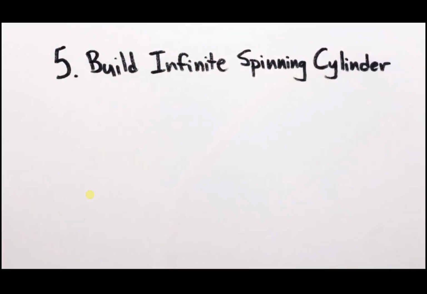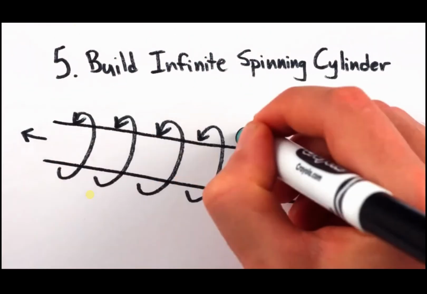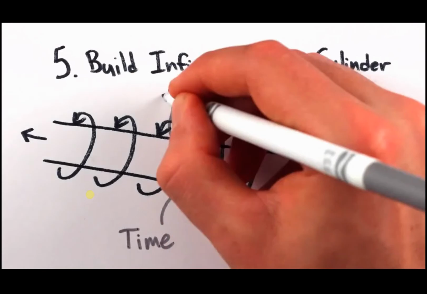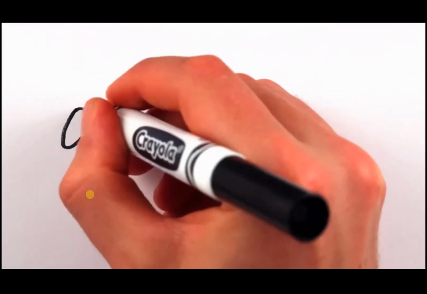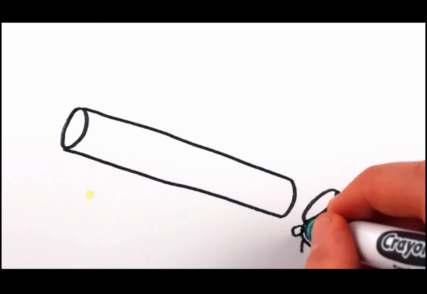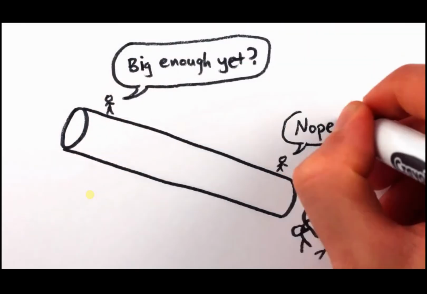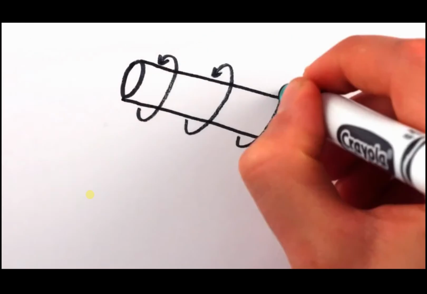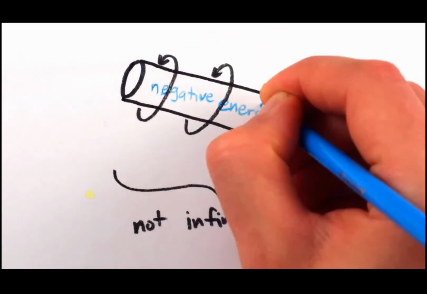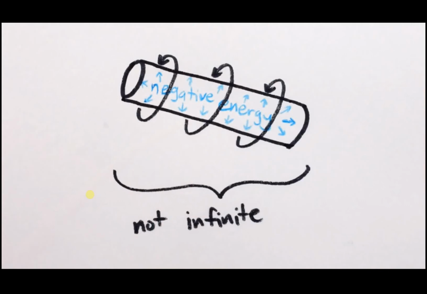Maybe it would be easier to build an infinitely long, super dense spinning cylinder, which would also curve space-time enough to create a time loop. The problem, of course, is how do you build something that's infinite in size? Maybe you could just make it really, really big? No. If you tried to squeeze this time machine into finite space, you'd need negative energy, something nobody knows how to create, to make it work.